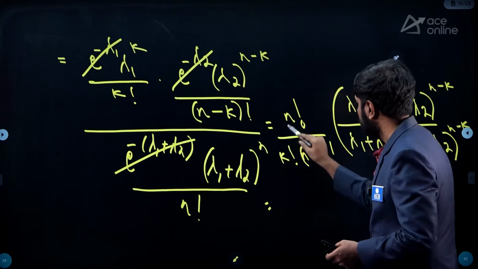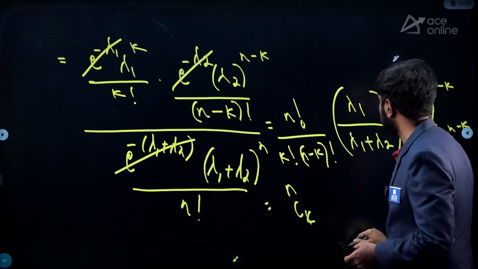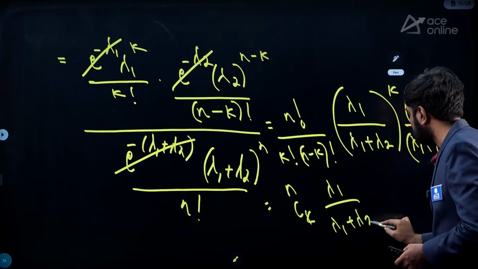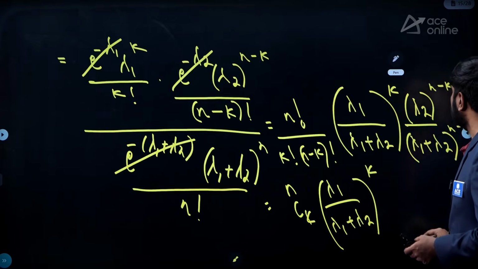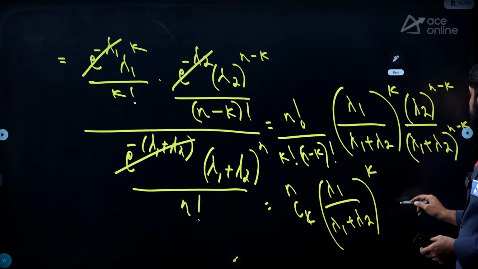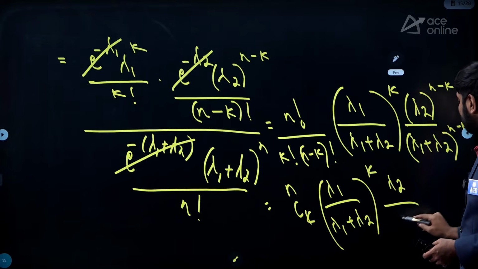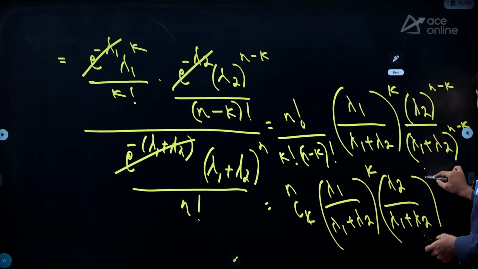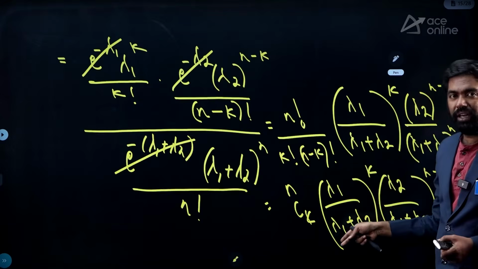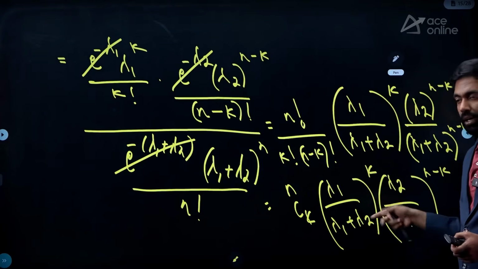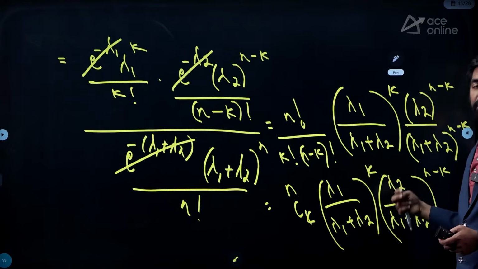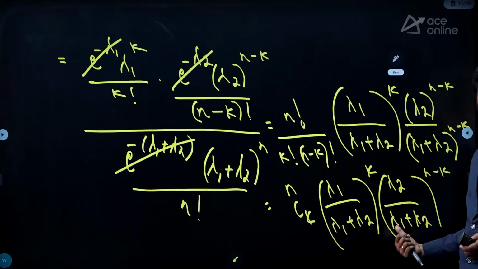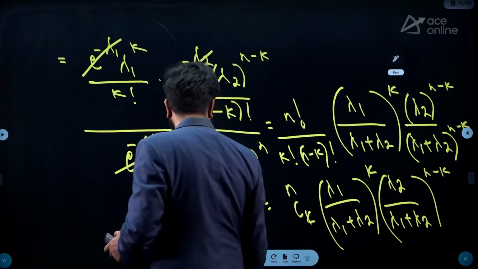So this will be like, is this nCk? Yes. And then this is like lambda 1 by lambda 1 plus lambda 2 whole power k. And then this, the first step, you can write as lambda 2 by lambda 1 plus lambda 2 whole power n minus k. You know, this resembles nCk p power k, 1 minus p whole power n minus k. If this is p, students, then this expression is 1 minus p. If you have a doubt, you can check it like this.